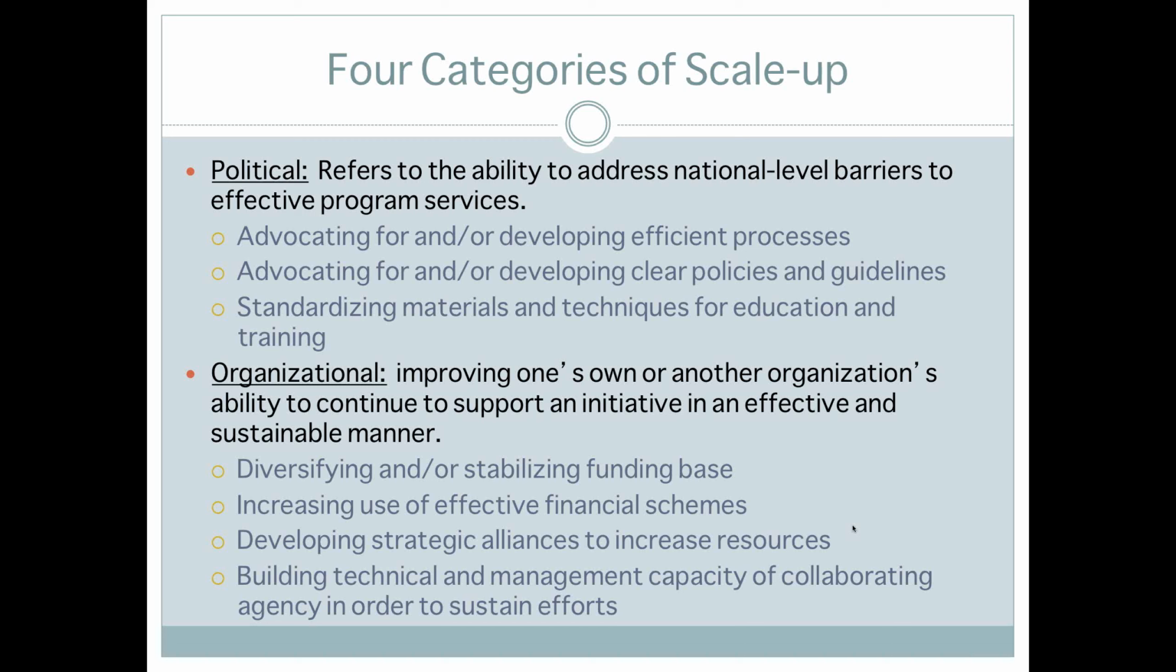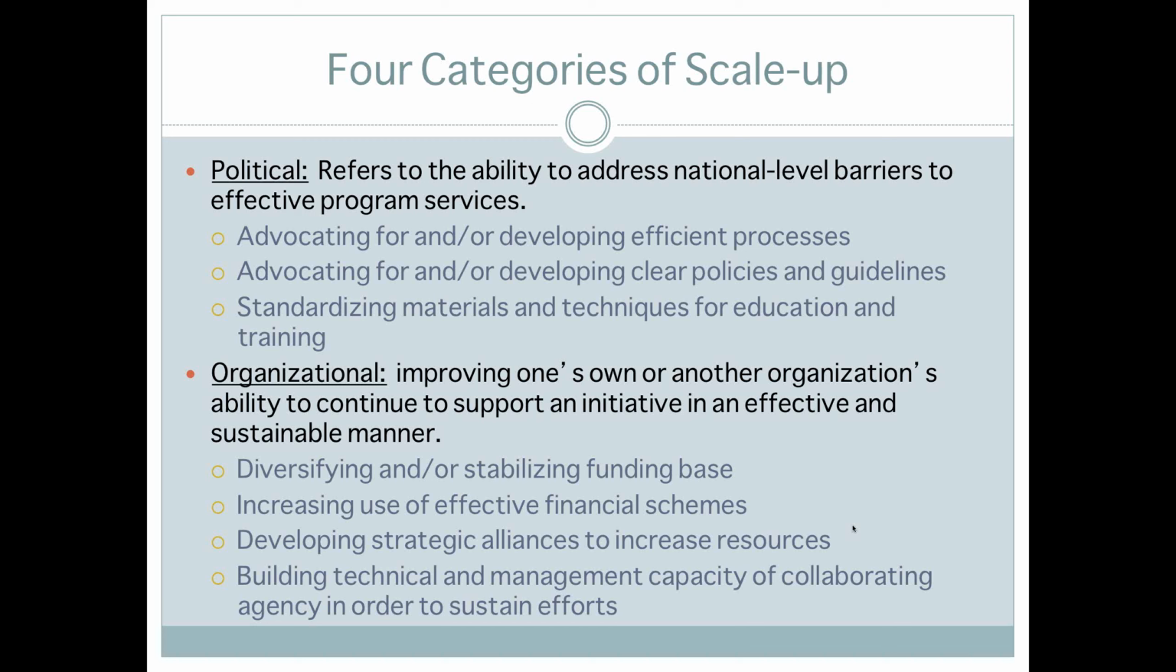And the final category of scale up is organizational, and that's improving either your own or another organization's ability to continue to support an initiative, and that's by diversifying or stabilizing the funding base. So things like taking the activities and putting them into a scheme so that they can be billed as supplemental services through Medicaid. That would be a way of an organizational scale up that stabilizes your funding base. You can increase the use of effective financial schemes, develop strategic alliances to increase resources.